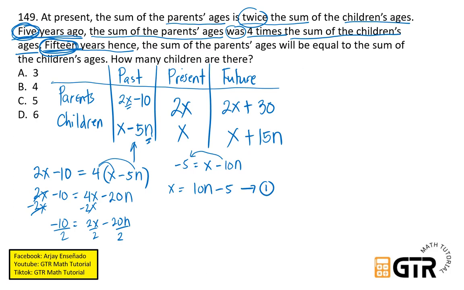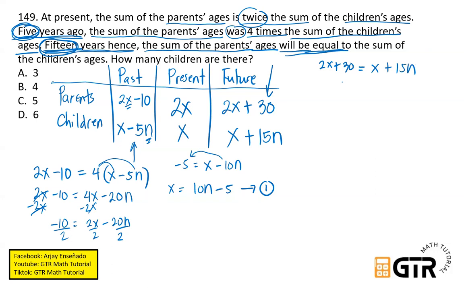So, next, dito naman tayo sa equation number 2 sa 15 years hence. So, 15 years hence, so dito tayo sa future. Sabi, the sum of the parents' ages, so that is 2x plus 30, will be equal to the sum of the children's ages. So, equal lang pala. So, 2x plus 30 equals dito sa isa, x plus 15n.